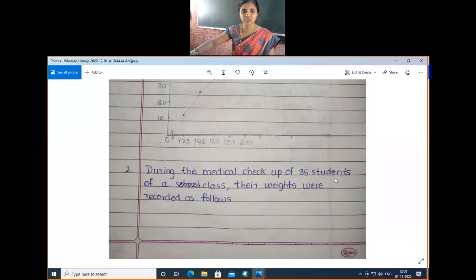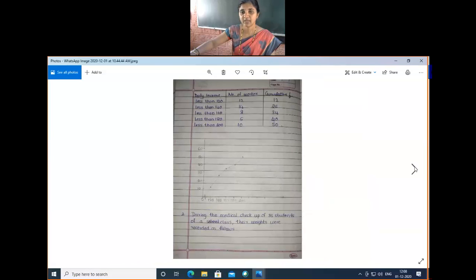Just verify your OGU with this. Okay. I think you have got the same curve, no? Yes, this is the first problem.